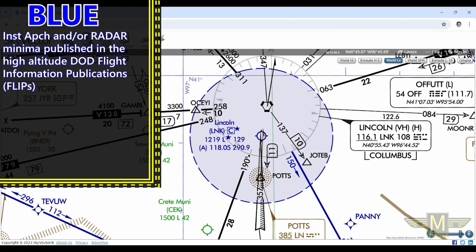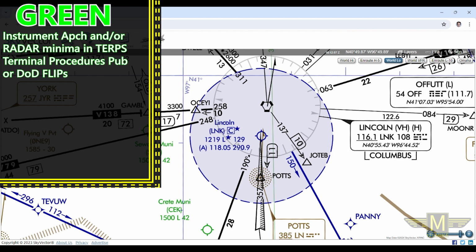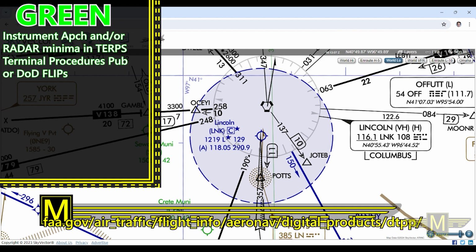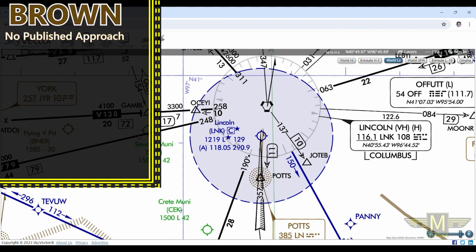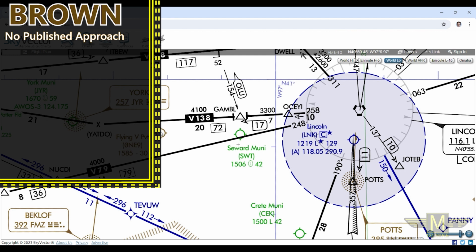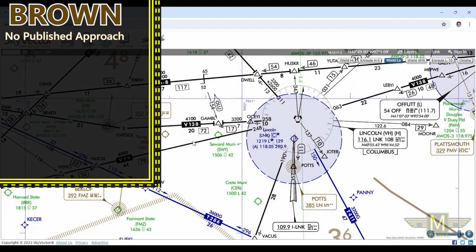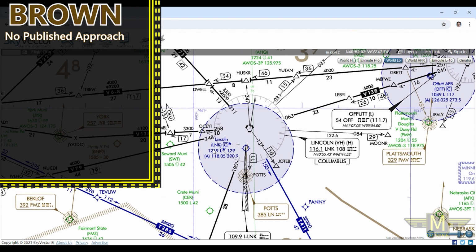And then there's the green ones. They also have published approaches. Their instrument approaches or radar minimums are published in the TERPs or the FLIPs. TERPs are the terminal procedures, like the approach plates and things. Those are all downloadable on the FAA website. Now, if there's brown airports, they have no published instrument approaches. But a lot of them are still going to appear on these instrument charts because it may be relevant for emergencies and things.